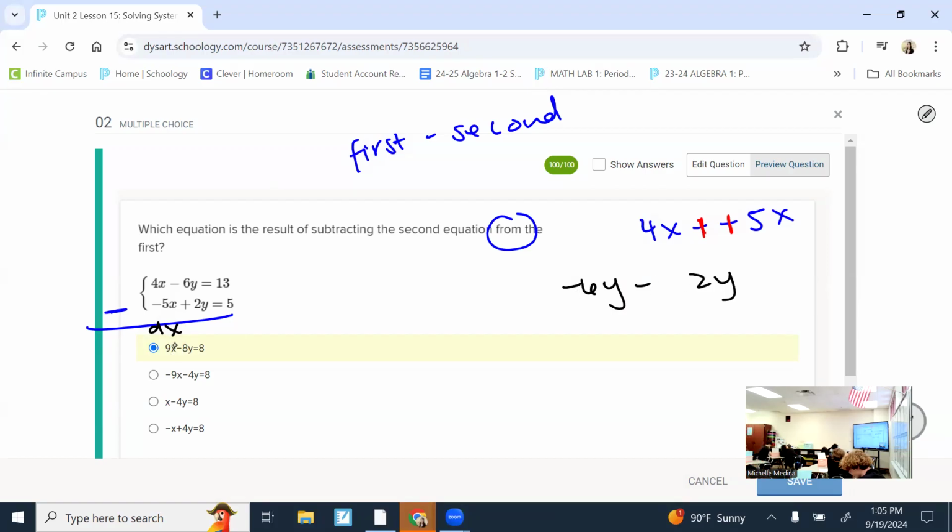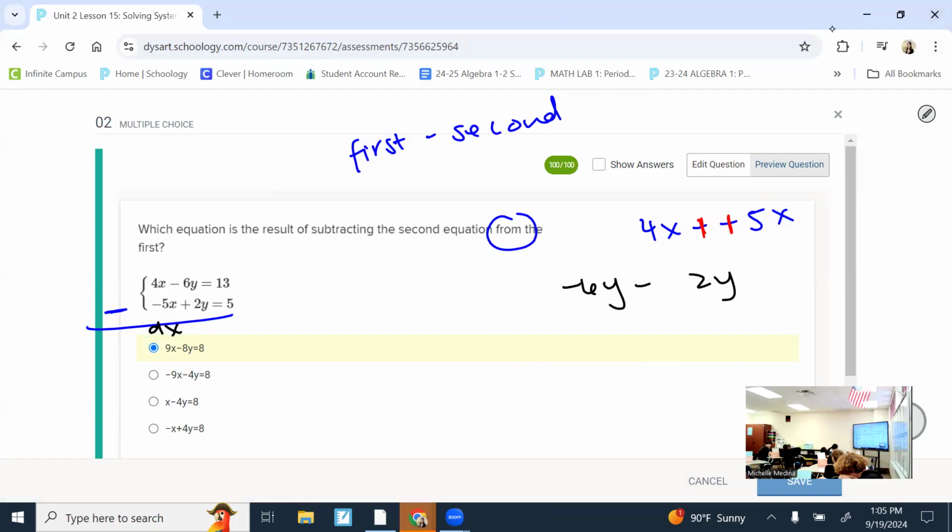And 13 minus 5 is 8. So again, we're not actually solving this one fully for the system of equations. We're just practicing adding and subtracting them to make an equivalent equation. All right, any others?